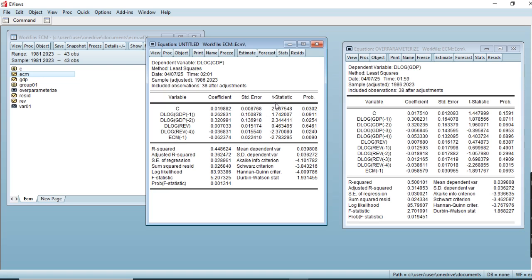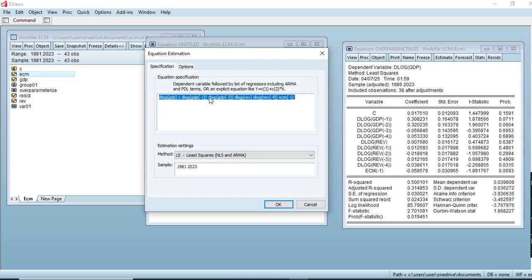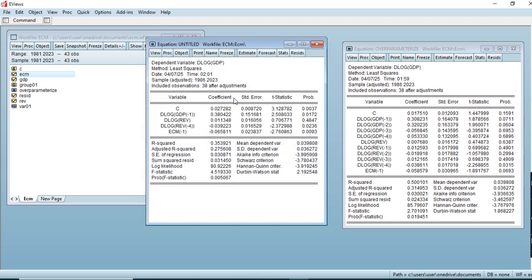Let us take GDP. Let's test out GDP lag 2. Let's see if one will be okay for us. Okay, we've taken out GDP lag 2. Okay, perfect. So GDP lag 1, the first lag, is okay for us. So this is left with revenue not significant. Let us take out this revenue.